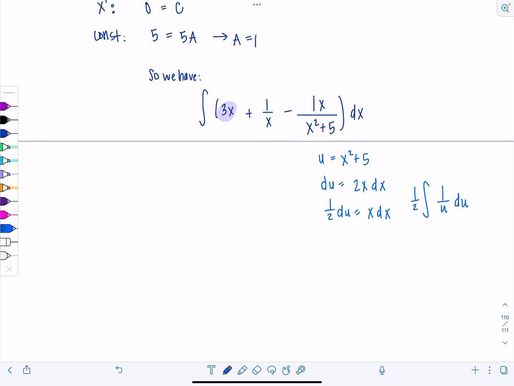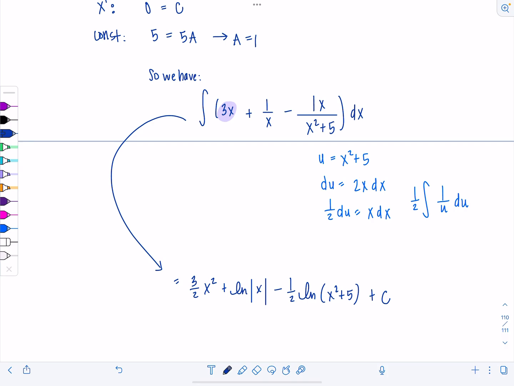Okay, I'm going to put it all together now. So this is 3/2 x squared plus ln absolute value of x minus 1/2 ln, what was u? x squared plus 5. That's always positive, so I don't need absolute value, and then plus C.